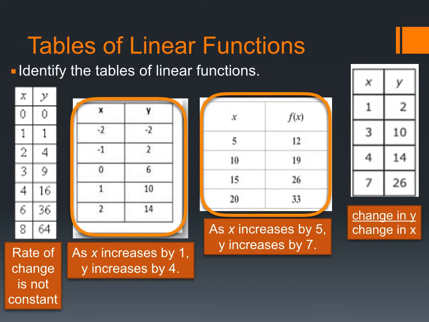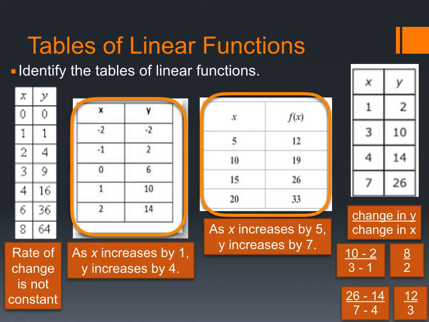Let's look at the top 2 ordered pairs. We're going to do 10 minus 2, that's the change in y, over 3 minus 1, the change in x. And we'll simplify that to 8 over 2, or 4. Now let's look at the bottom 2 ordered pairs. The change in y, 26 minus 14, over 7 minus 4. That's 12 over 3, which also equals 4. Therefore, this table is representing a linear function.